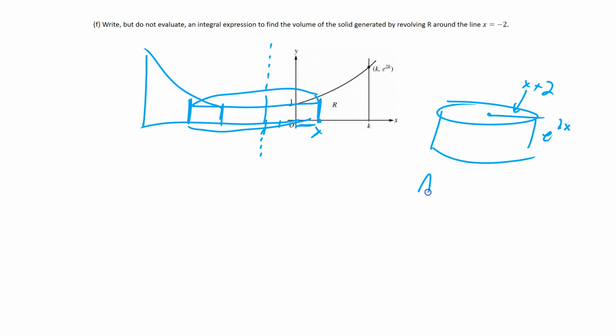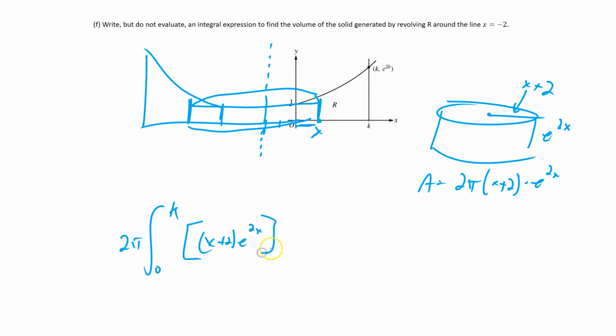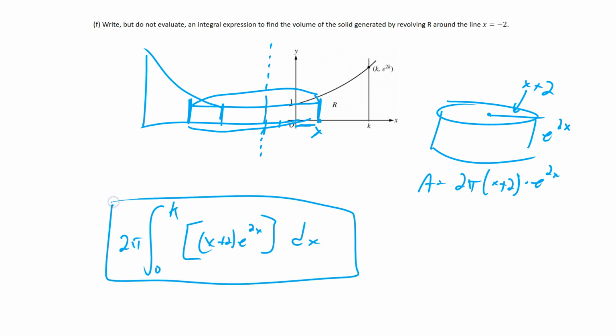Okay, so the area of one of these things, 2 pi times x plus 2, that's the circumference, times the height, e to the 2x. So we integrate 0 to k, 2 pi on the outside, times x plus 2, e to the 2x. Again, could do this with parts for sure. Not too hard of an integral. Nice.